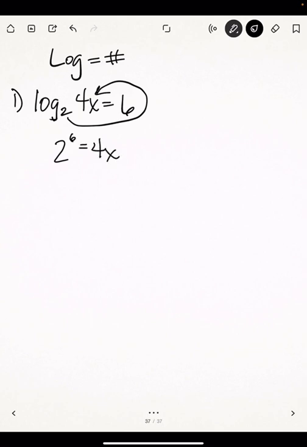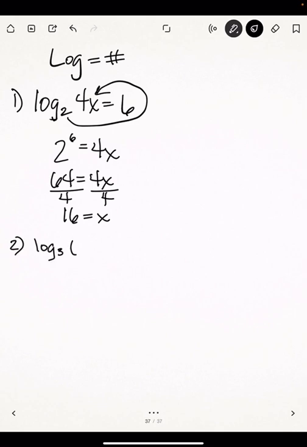All right, so from there, we just simplify the left side. 2 to the 6th power is 64, and it's going to equal 4x, and we divide both sides by 4, and get 16 equals x. All right, so it's pretty straightforward. If it's log equals a number, or log equals hashtag, basically meaning some number. Back in the day, we call this the pound sign on phones, and it usually meant a number, okay?